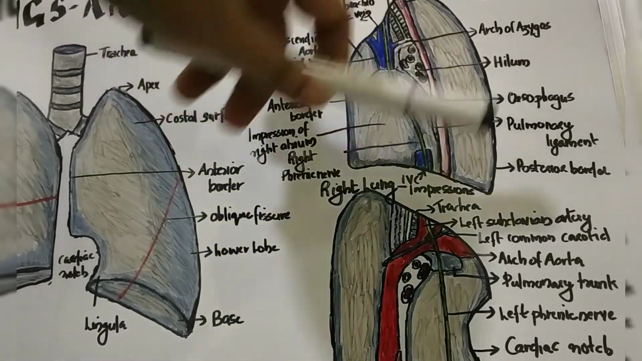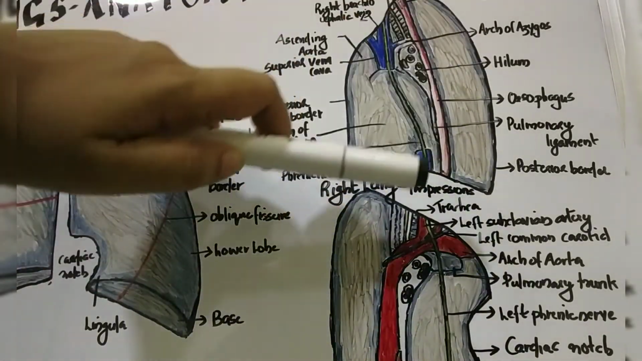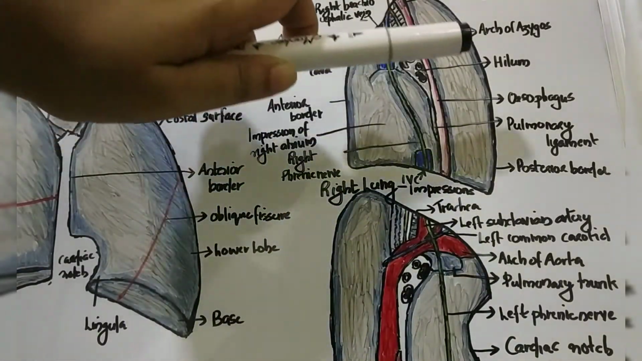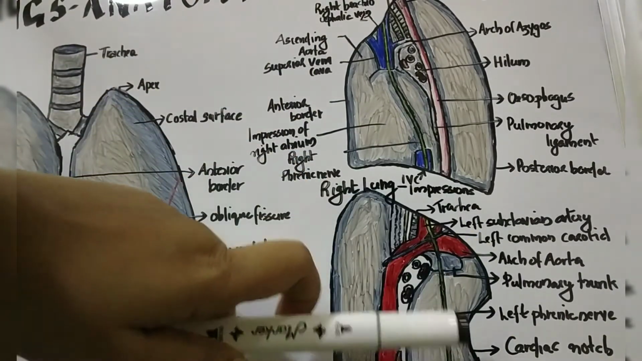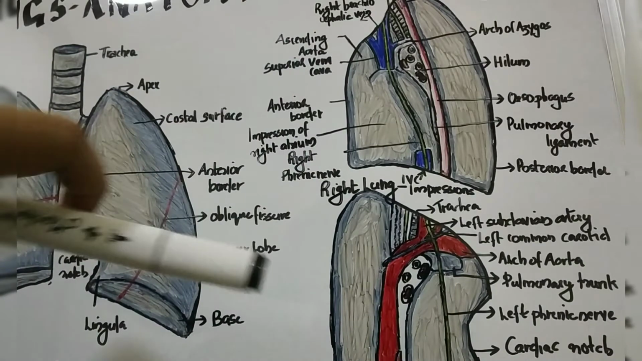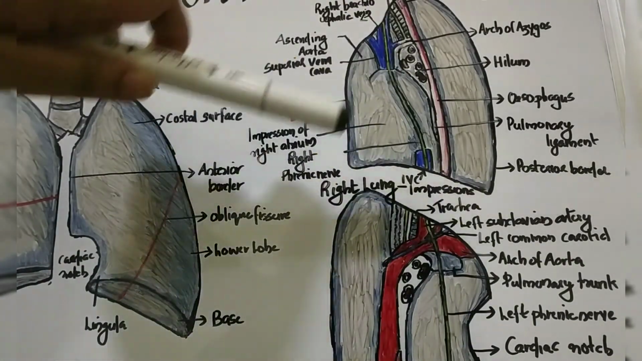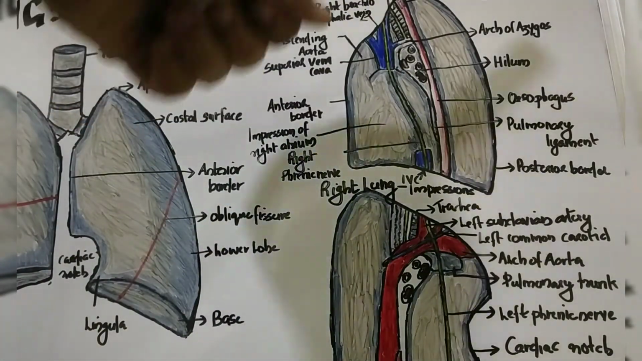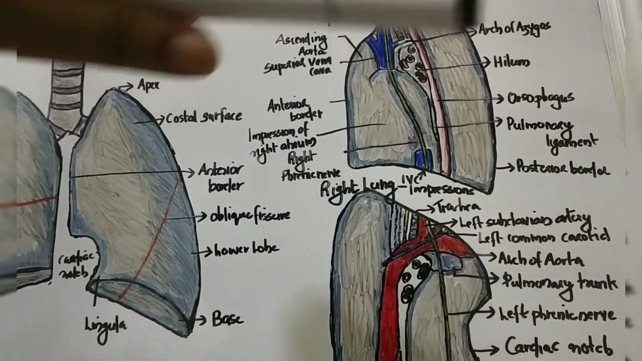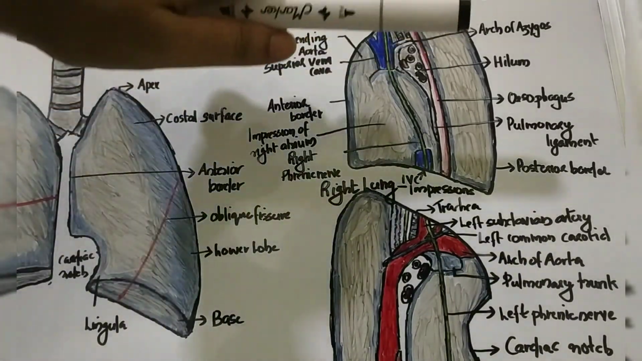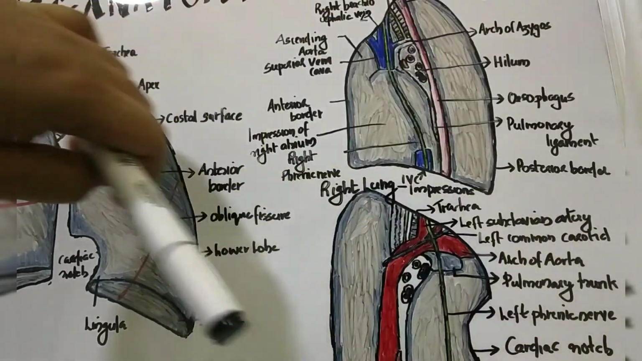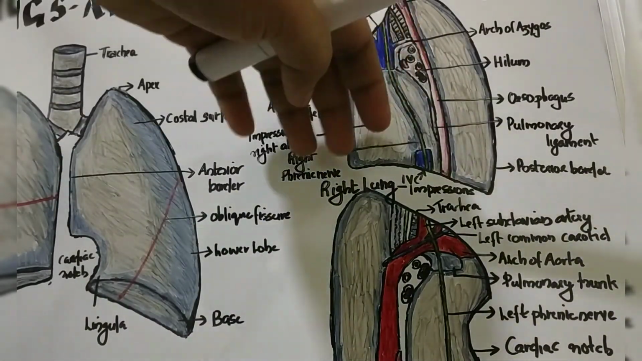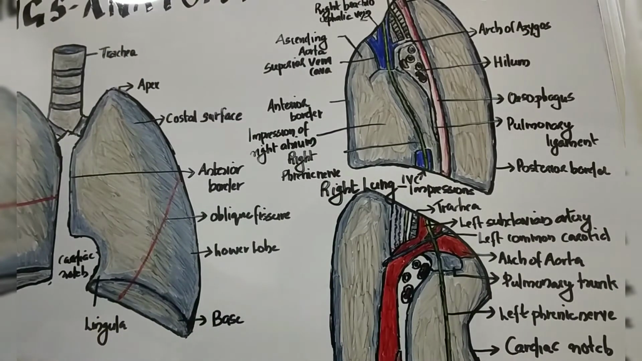So here you can see the impressions that are created by other structures on the right lung, and here you can see impressions created by other structures on the left lung. Impressions mean depressions that are created by other structures. For example, the cardiac impression is an impression created by the heart on the lungs. It is usually a depression. It can be deep or shallow.